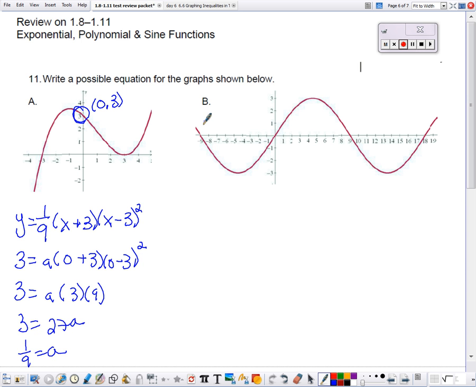Now B is sinusoidal. It is not just any polynomial. It is a repeated pattern. So I know it's going to be a sine or cosine graph. Because it goes through the origin, I'm going to pick sine. And that means it's not going to have any phase shift. My amplitude, let's see, it goes from 3 to negative 3, so it has no horizontal shift, and I know my amplitude is 3. The period starts here, and the pattern repeats at 18. So B is 2 pi over the period, which is pi over 9.